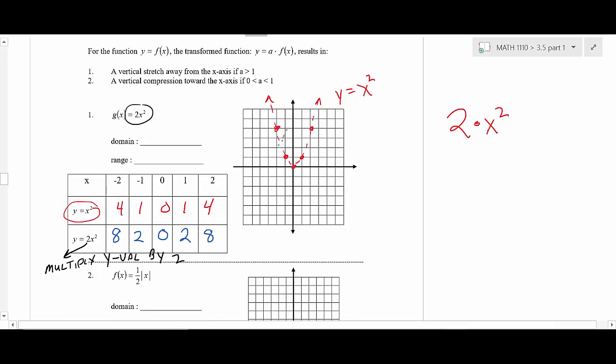We need to go up to 8. So you would now have a point negative 2, 8. So that would be way up there now. You would have a point negative 1, 2. You would still have the point 0, 0. And then you would have the point 1, 2. And then you'd have the point 2, 8 like that. So that's what your parabola looks like.